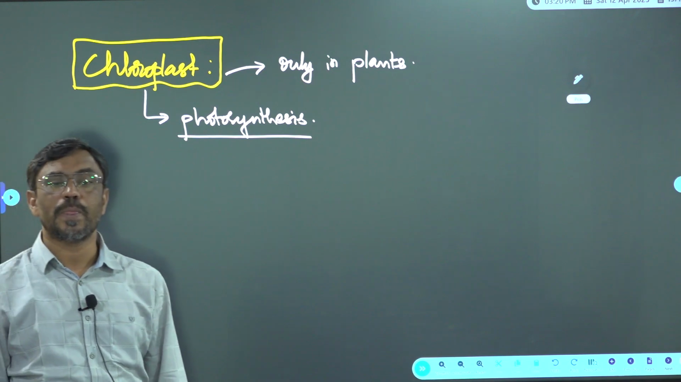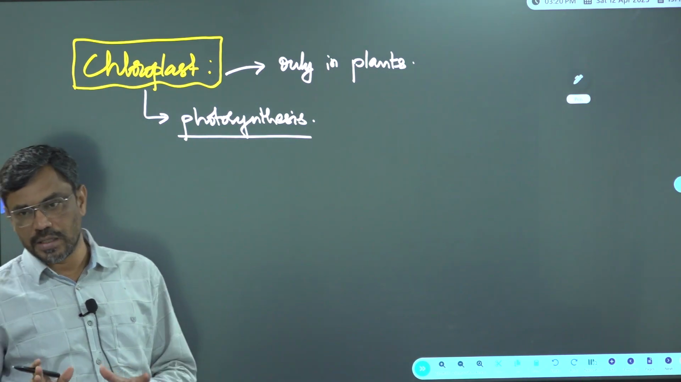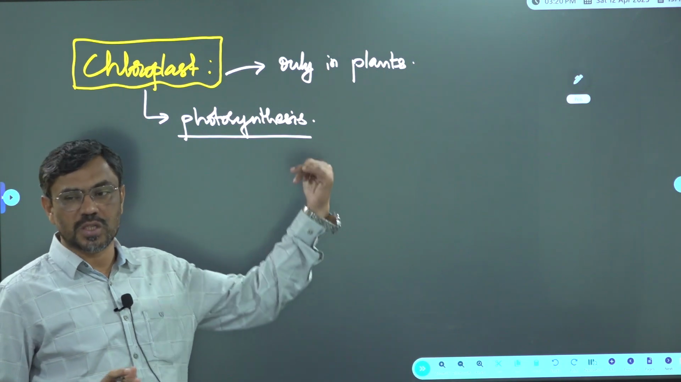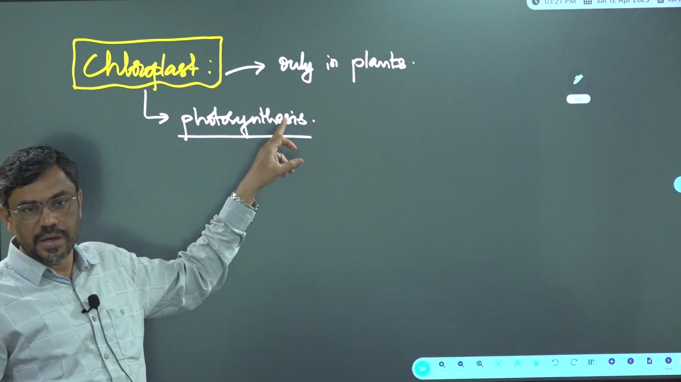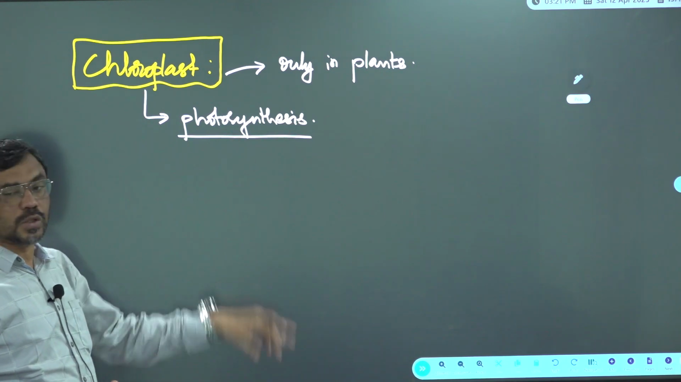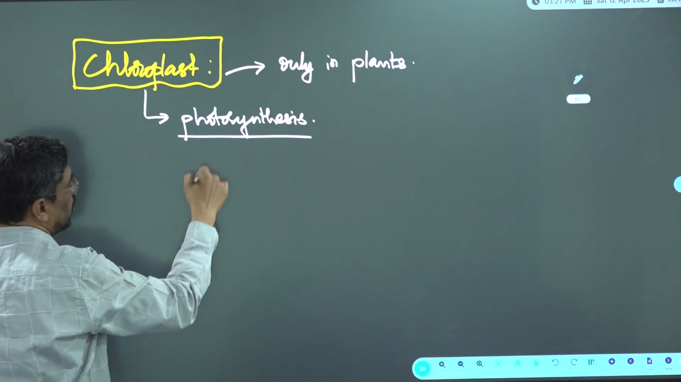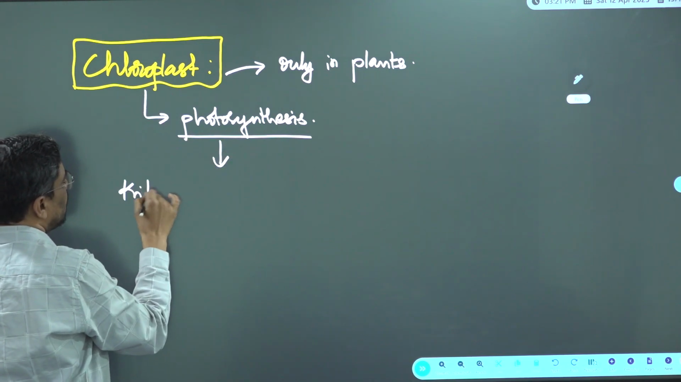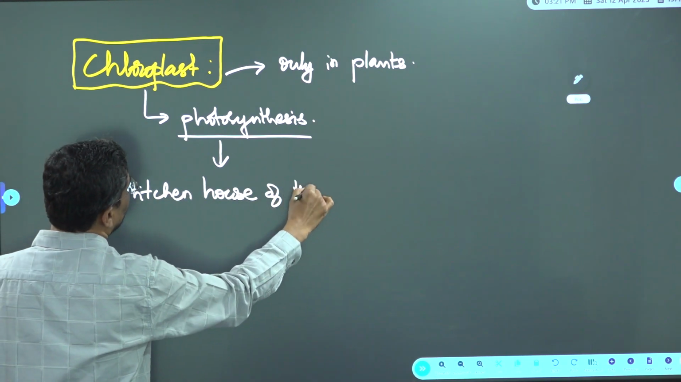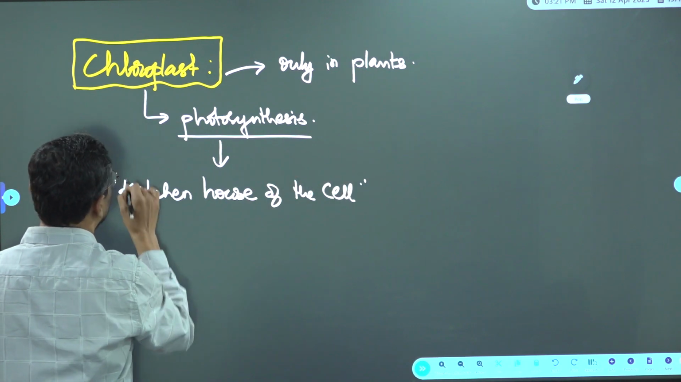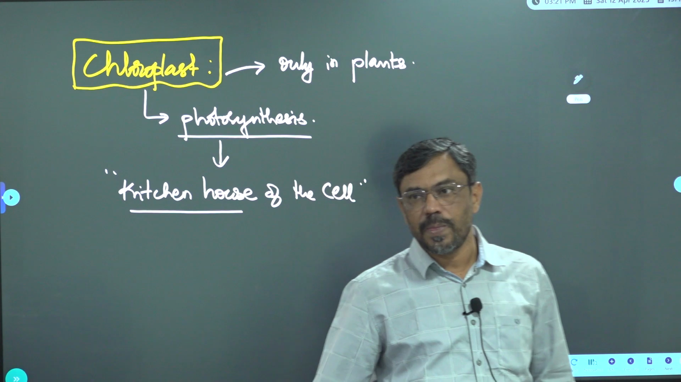What is photosynthesis? The plants capture the solar energy. They prepare their own food material by a process called photosynthesis. Photo means light, synthesis means production. The plants prepare their food material by this photosynthesis process. And as the chloroplast is involved in the photosynthesis process, it is called the kitchen house of the cell. You remember this one.